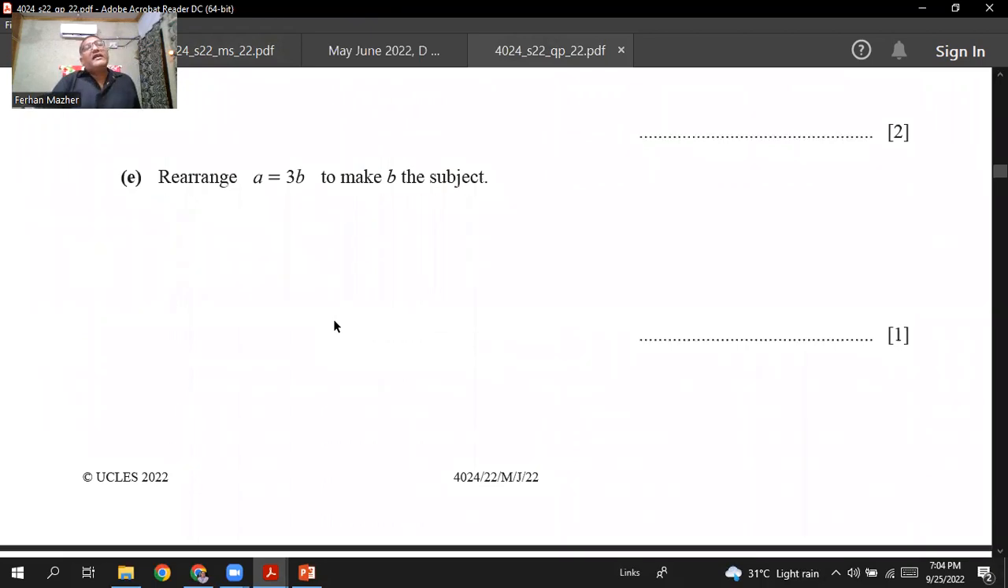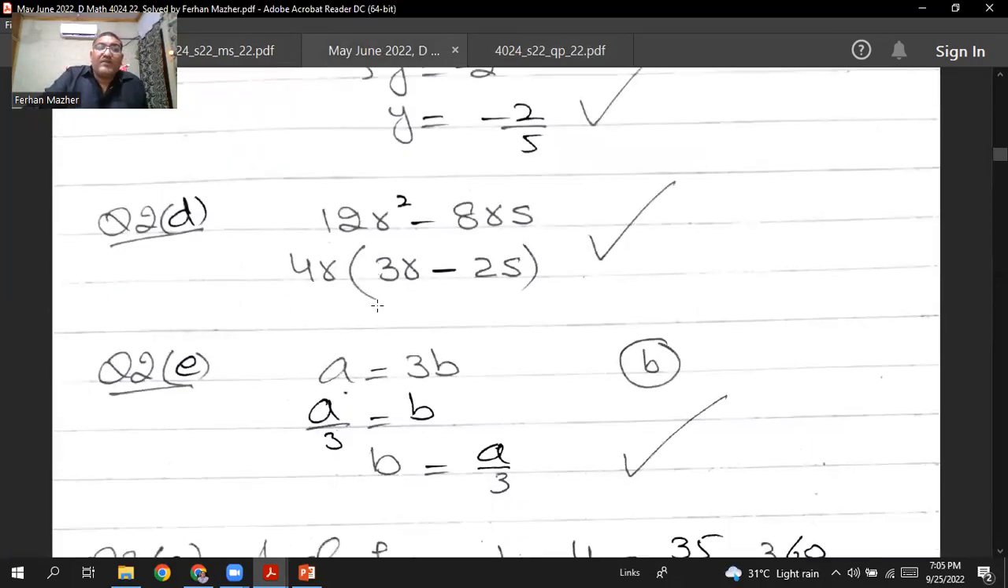So he says rearrange A equals 3b to make b the subject. Very simple. You just have to make b the subject. For that purpose, you will make the b alone. The 3 is multiplying with the b, so it will go to the other side and divide on the other side. So you will have b equals a by 3.